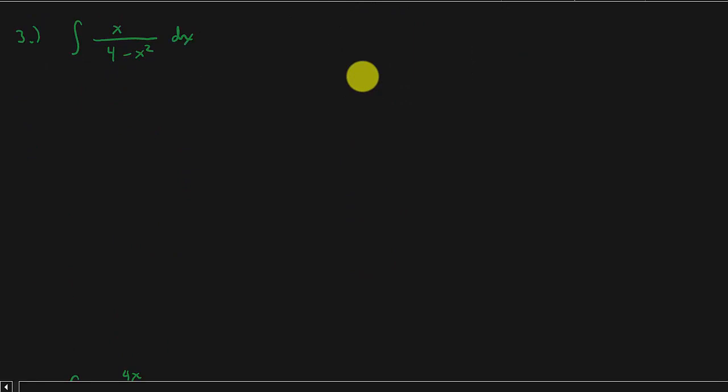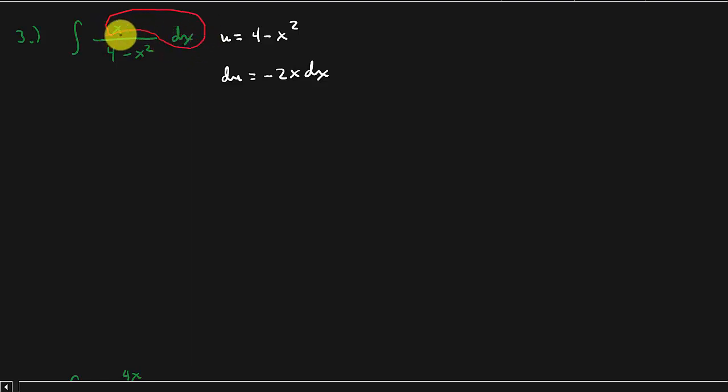All right, so let's look at this one. Let's try it. Let's let u equal 4 minus x squared. And so du is negative 2x dx. All right. So obviously in the place of 4 minus x squared, we're going to put u. But look at this up top.